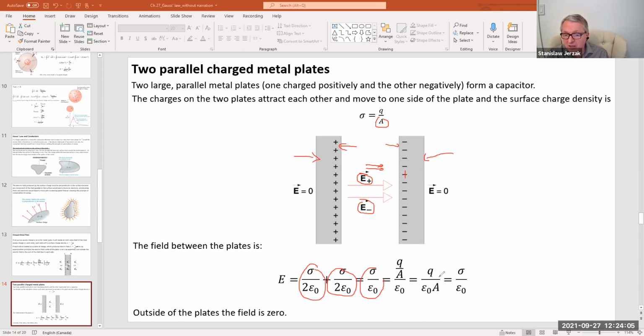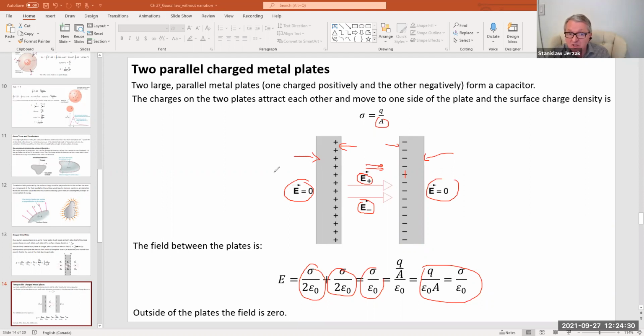Sigma is Q over A. So the total field will be Q divided by epsilon 0 A, right? This is the equation which we used in physics 1801 many, many times. I was just telling you that if you take two very large sheets of metal, if you charge one positively, the other negatively, then electric field between is given by this expression, and the electric field outside of the sheet is equal to 0.